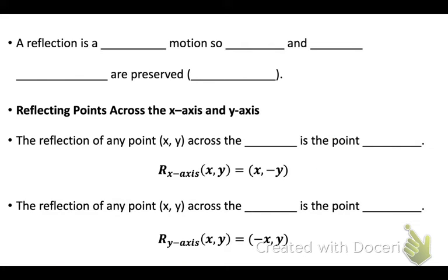Okay, a reflection is a rigid motion. So length and angle measures are preserved, which also means kept. Because we're past tense here, right? Preserved, kept.